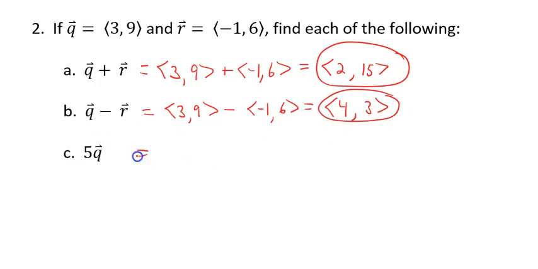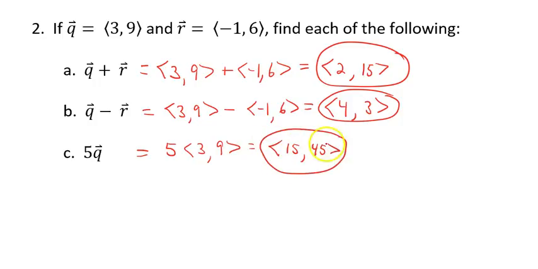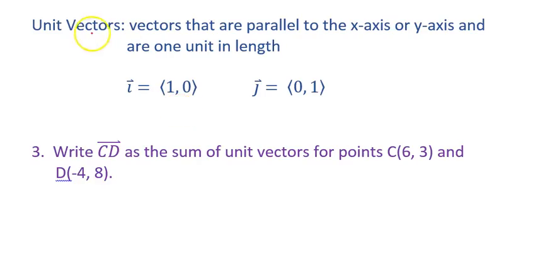And then 5q, you just do 5 times whatever q is. And so 5 times 3 is 15, and 5 times 9 is 45. When you do these, you're getting a vector answer, so you still want to use those special brackets. But anytime you see this kind of question, it's just as easy as it looks. There's nothing to it.